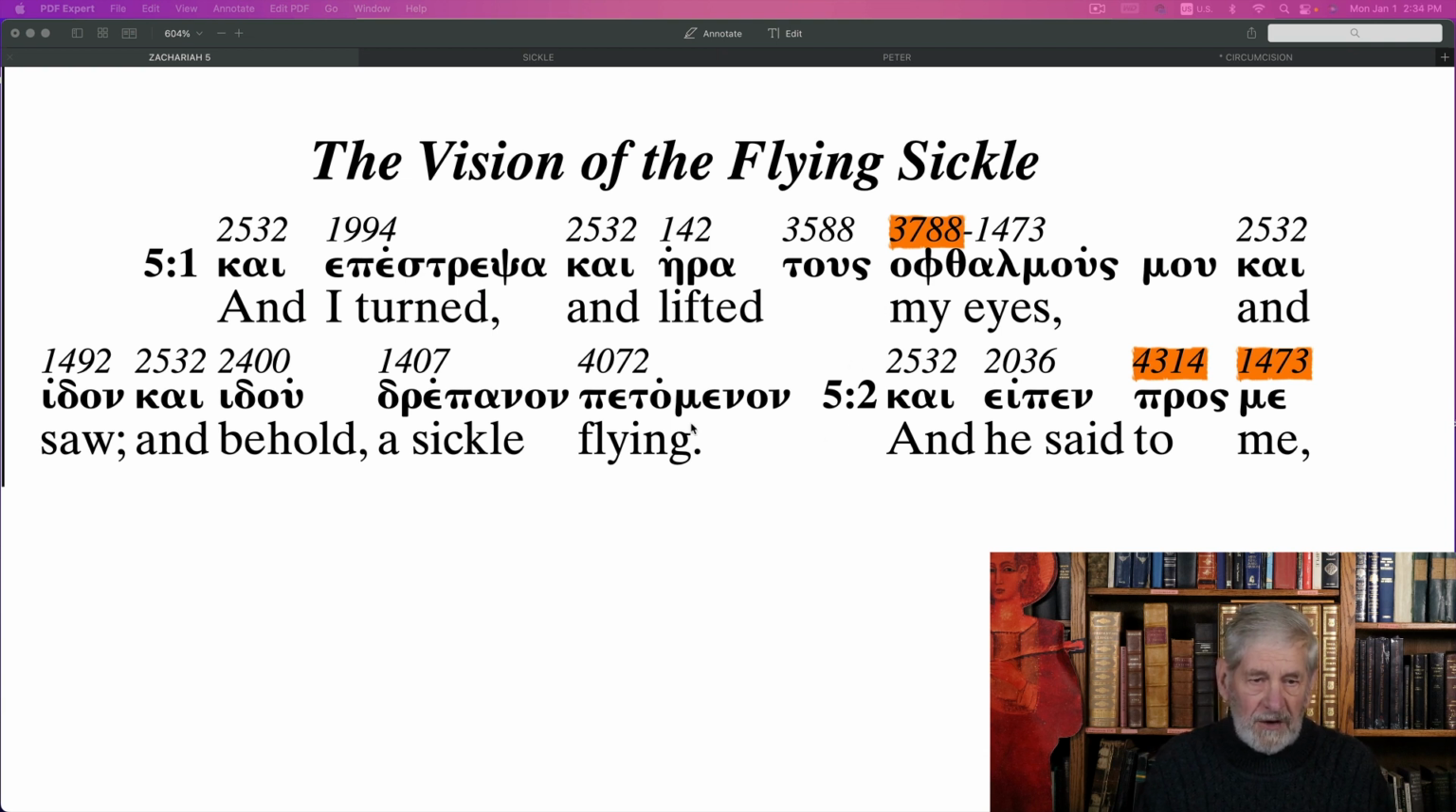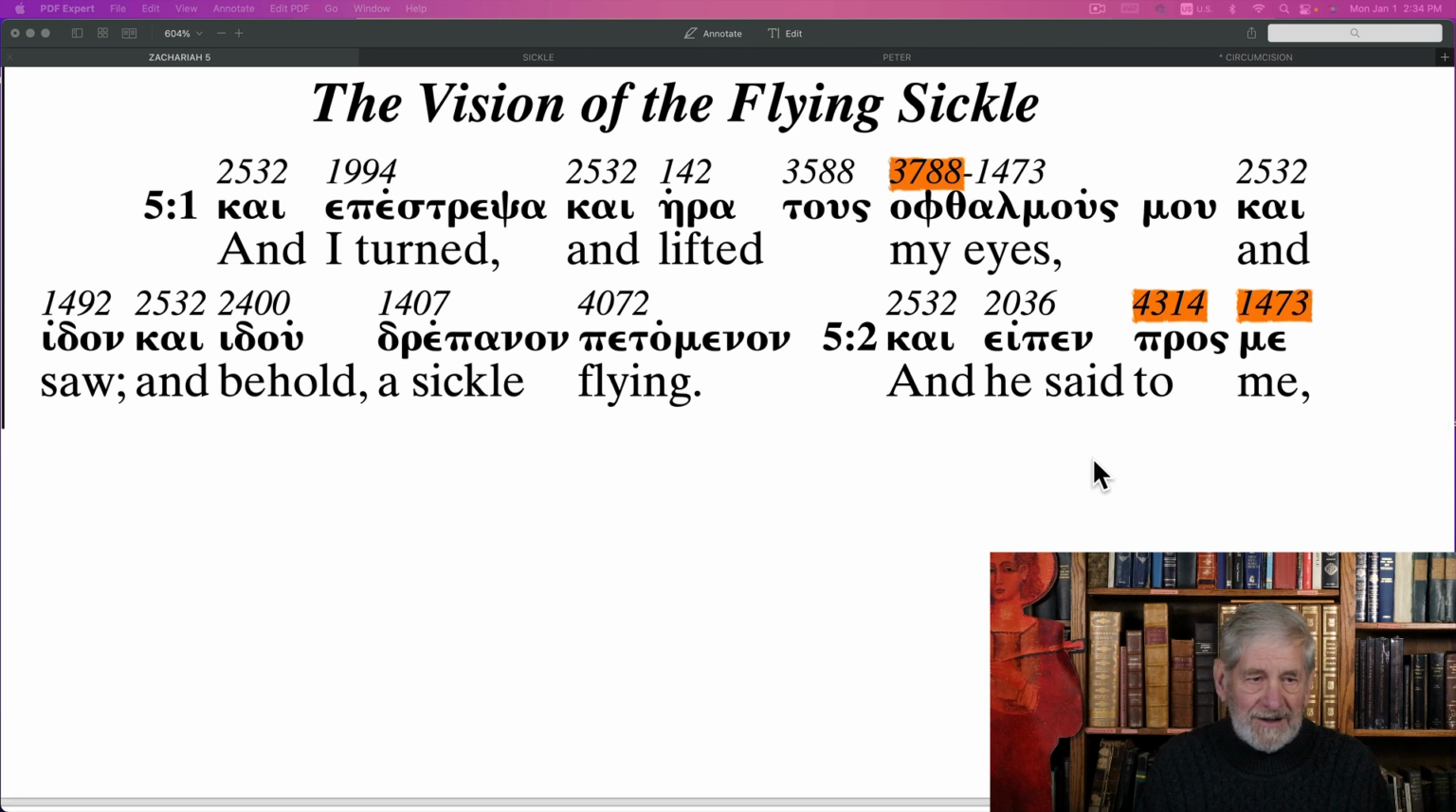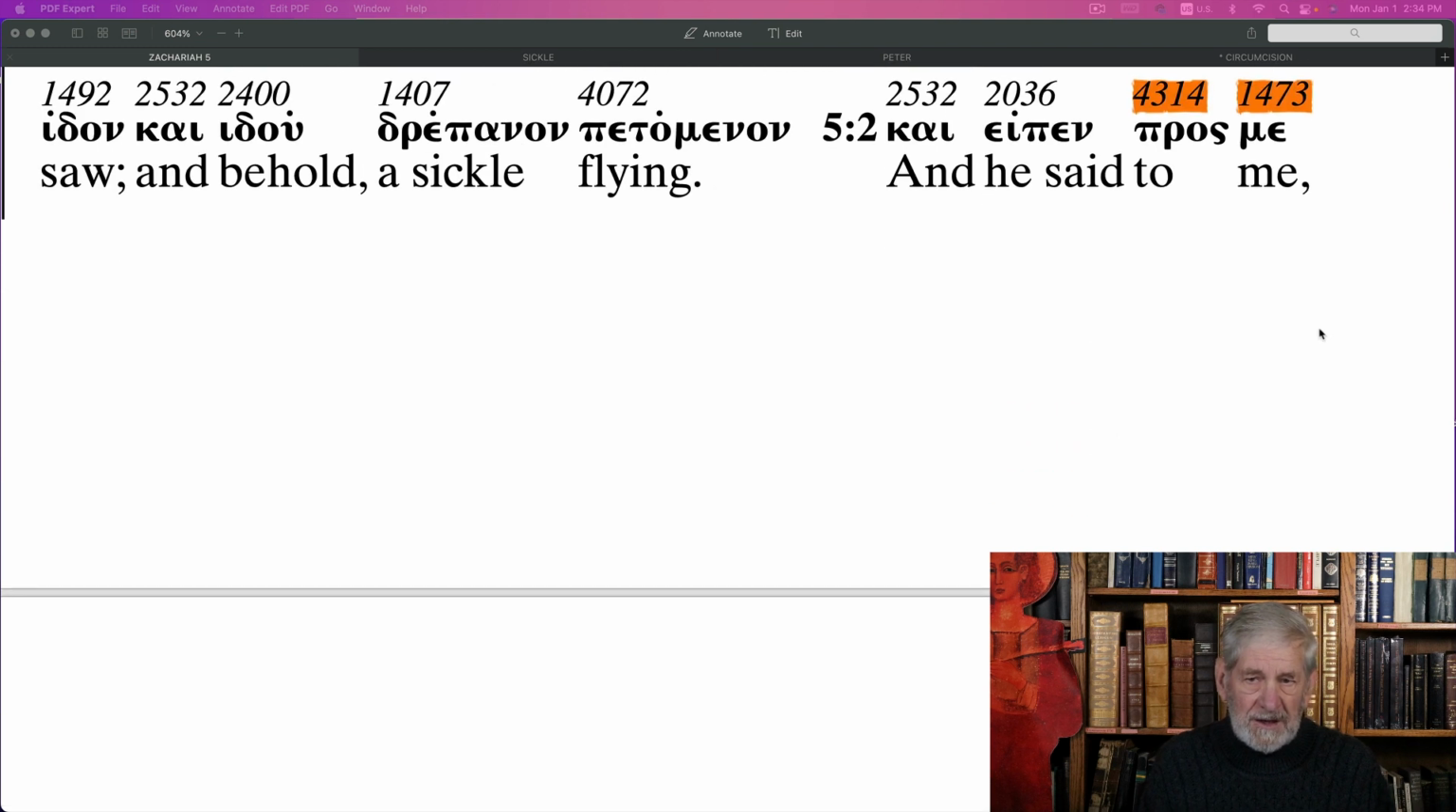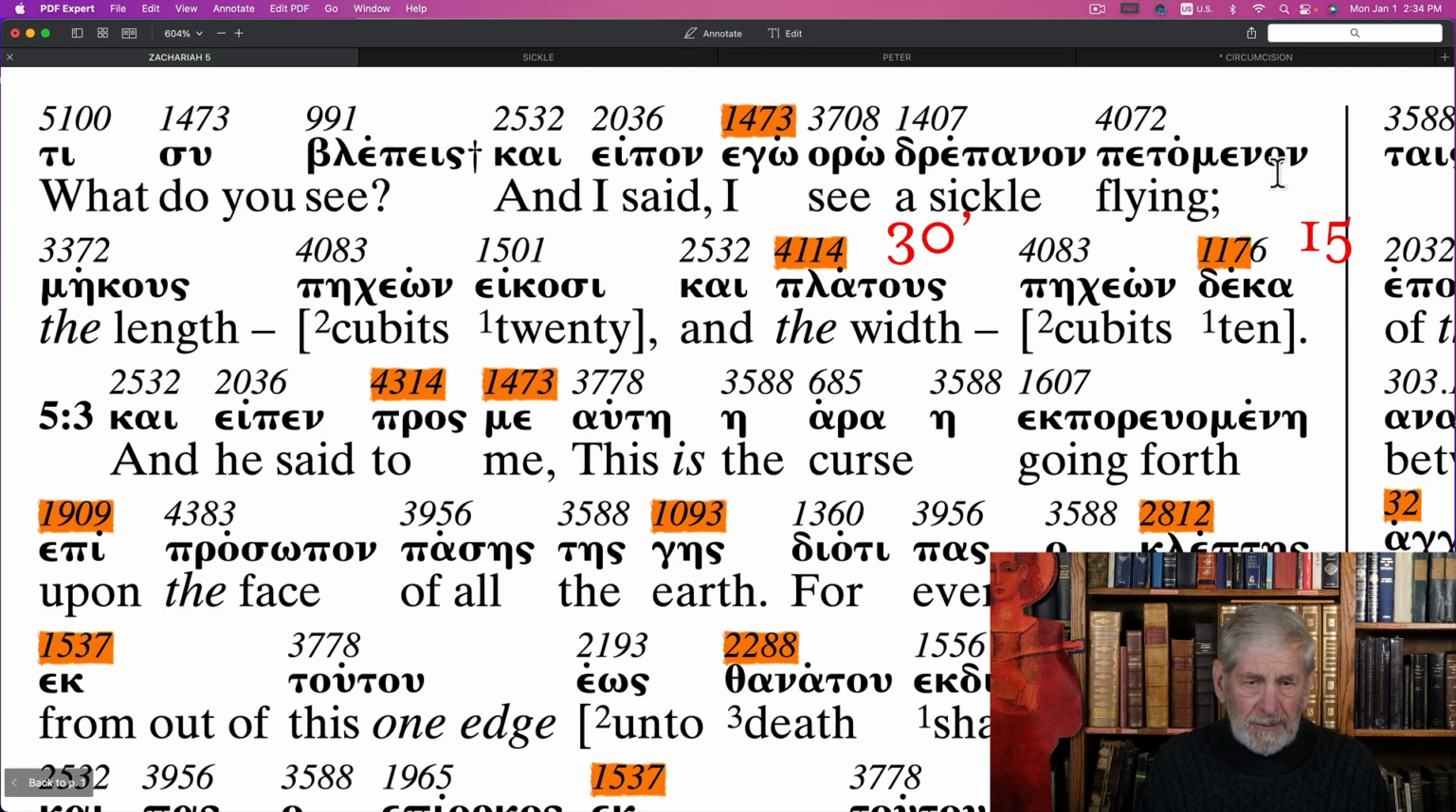So he saw this sickle flying. Apparently he wasn't sleeping here. And he said to me, now this is probably the angel, "What do you see?" That was in the last chapter. And I said, "I see a sickle flying, and the length is about 20 cubits, and the width about 10 cubits," 30 foot by 15 feet.